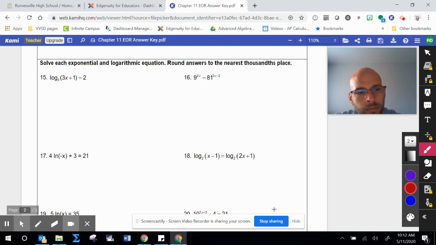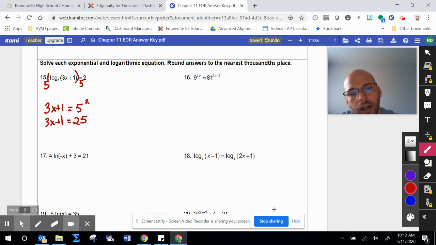The first thing that we need to know is what the base of our log is. So since the base is 5, I'm going to say 5 to the left-hand power is equal to 5 to the right-hand side power. When the base of your power matches the base of your log, those cancel. And I'm left with 3x plus 1 is equal to 5 squared, which we all know is 25. So 3x plus 1 is equal to 25. I can subtract the 1, which gives me 24. And if I divide by 3, I get x to be 8. So I know my answer to number 15 is 8.